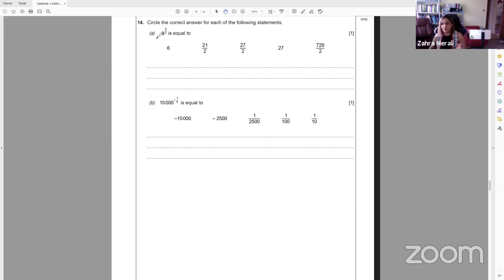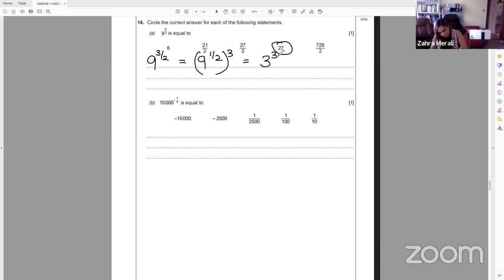Right, so circle the correct answer for the following statement. You've got 9 to the power of 3 over 2. Your indices rules tell you the number on the top is cubing it, but that's going to make your number really big. When you have a fraction, anything to the power of a half is the square root. So what this is actually is 9 to the half, and then you can cube it. You can split that 3 over 2 out. To the power of a half means to take the square root, which would give you 3. 3 cubed is 27.